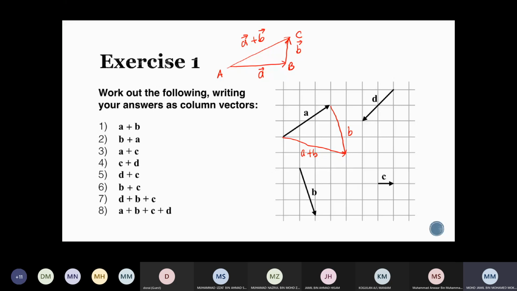So kalau soalan drawing macam ni, bolehlah buat. Tak adalah soalan ni keluar. Okay.